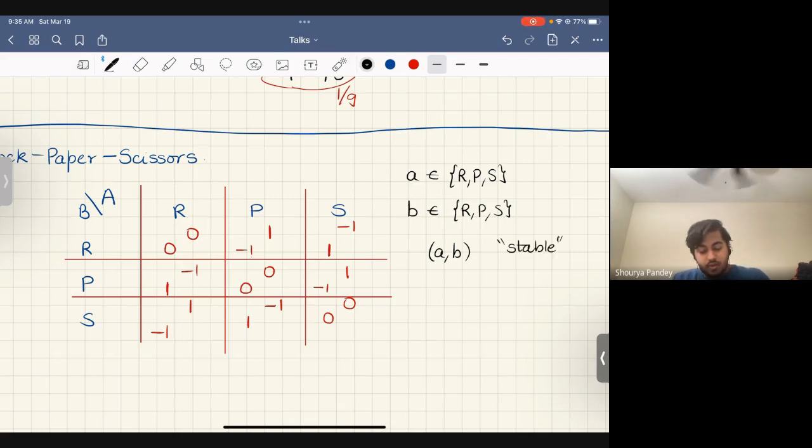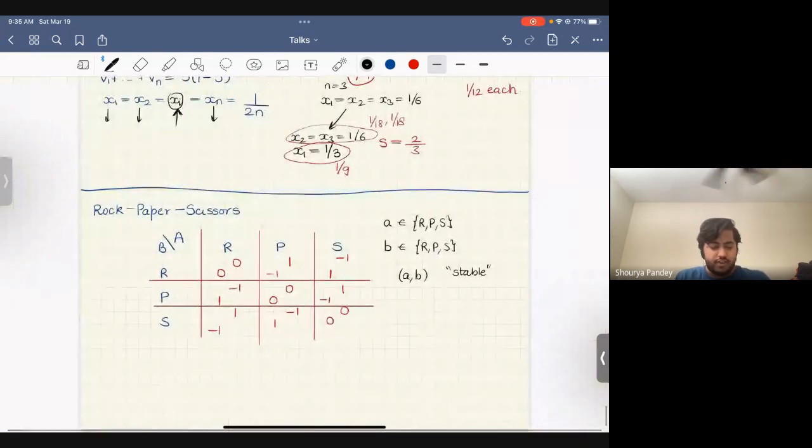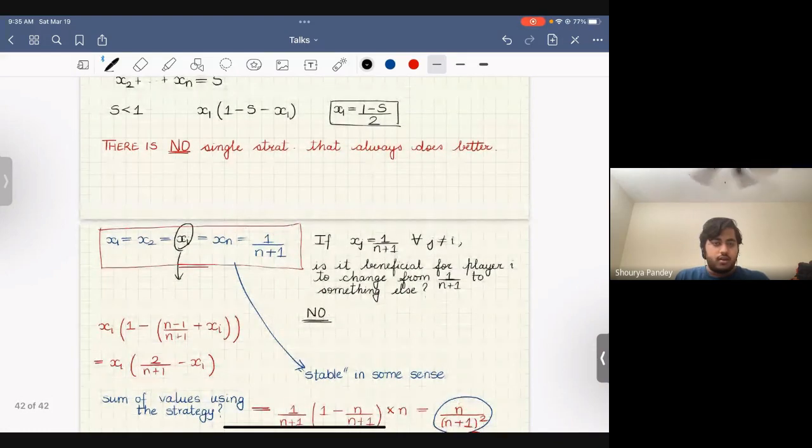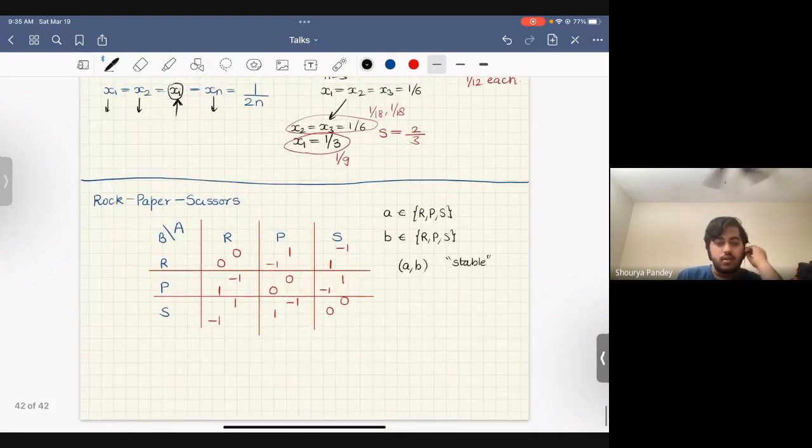Because if a and b are the same, say both are rock, then a will benefit by choosing paper, right? So if we knew that b is rock, then a might as well be paper, but then if b is paper, then a might be scissors, etc. So there's nothing of this sort which is stable, just how we had it before, right? What do they mean by a comma b is stable?